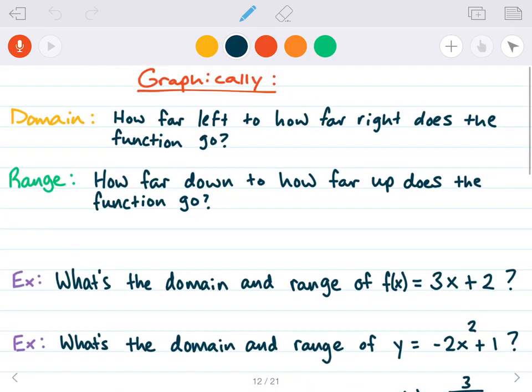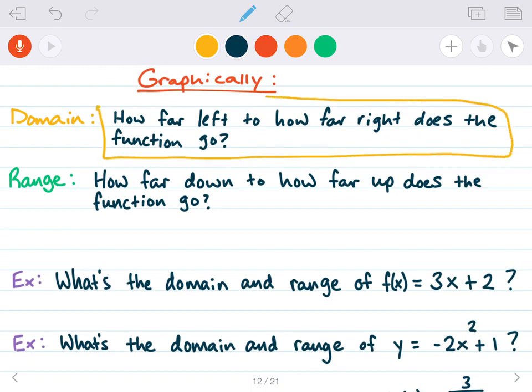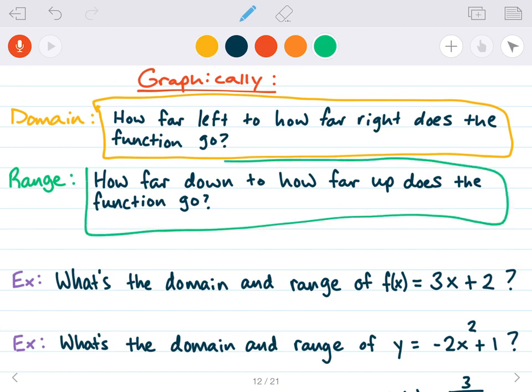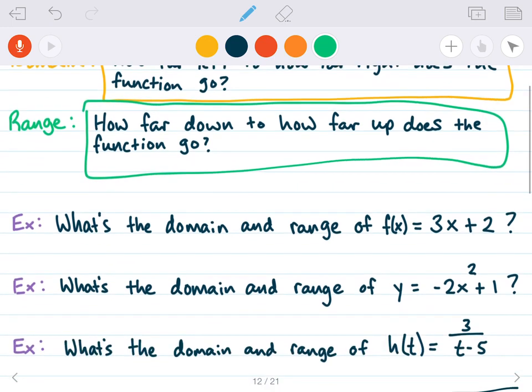Okay, so what you want to ask yourself when you're doing these for the domain, since we care about inputs, remember on a graph, the domain or the input axis is horizontal, okay? And so what we want to ask ourselves when we look at these graphs is how far left does it go to how far right does it go? Okay. And in a similar way, for the range, we're going to ask ourselves, how far down does this thing go to how far up does it go? Because output is vertical. So let's do some examples.